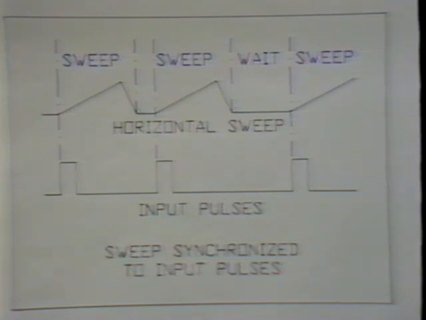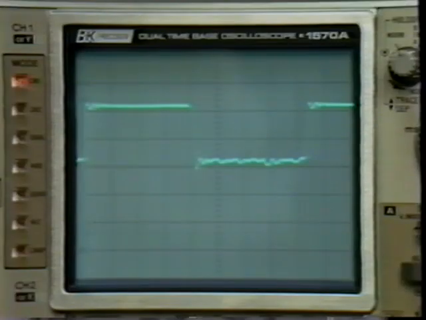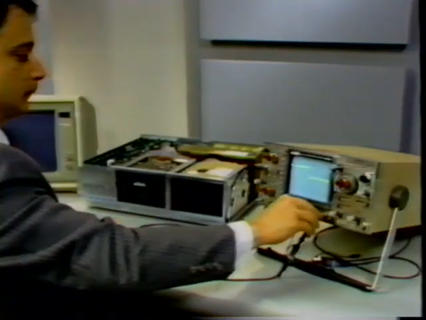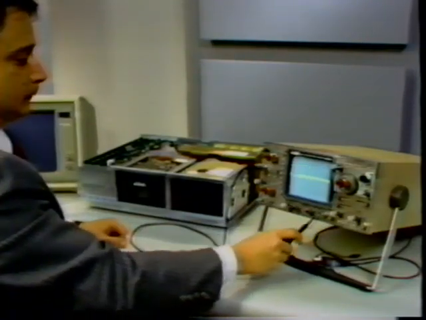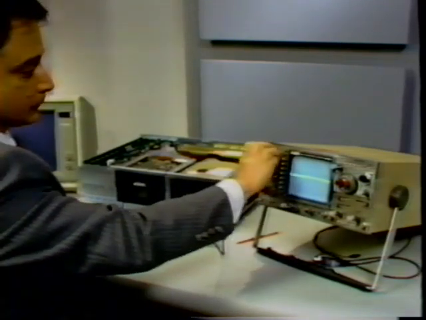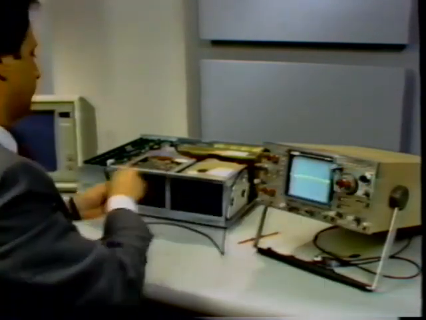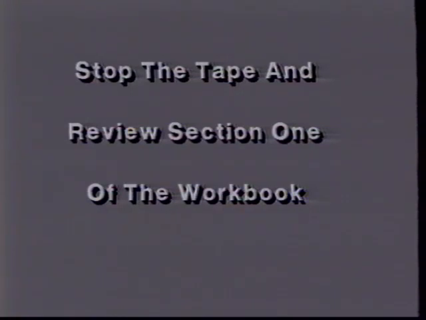Now that we have chosen a sync point, the trigger circuit will produce an enable pulse every time that point occurs. If the sweep generator is not already executing a sweep, it will start one. If the trigger is properly set, the scope will produce a clear, stable display that does not drift. You can use this display to find amplitude, period, frequency, wave shape, and other features of a signal. If you do not understand any of the material covered so far, stop the tape and review Section 1 of this training package.